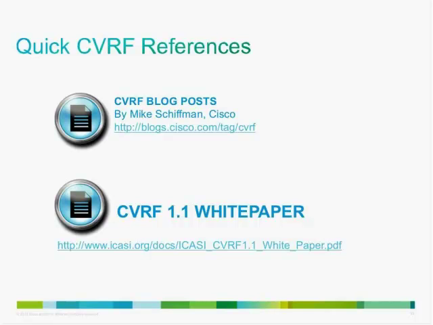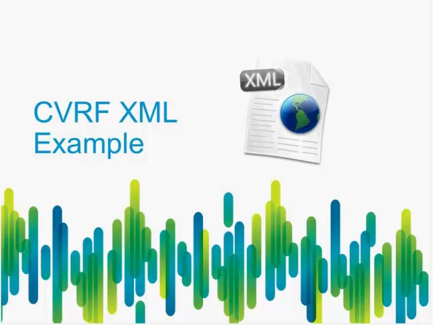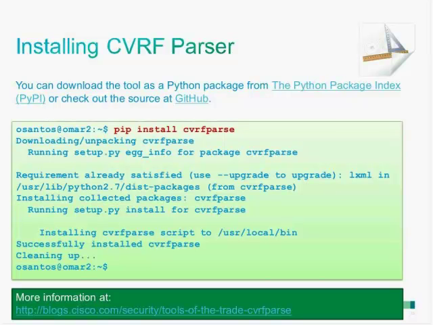We do have a lot of materials about CVRF and its implementation, with many resources online. A good resource is a series of blog posts created by one of my colleagues, Mike Schiffman, and I have a link here. We also have a white paper on the newer version of CVRF, which is 1.1, that can be downloaded from the link on this page. Now, I would like to give you an example of how the XML in CVRF works, and examples of how you can digest that information.